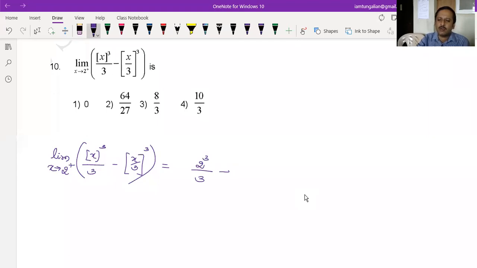x is equal to 2.1, so 2.1 by 3. What is 2.1 by 3? It is around 0.67 something. So step of 0.67 will be equal to 0. So the answer is 8 by 3, which is the third option.